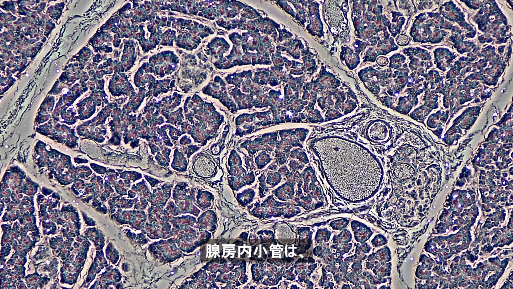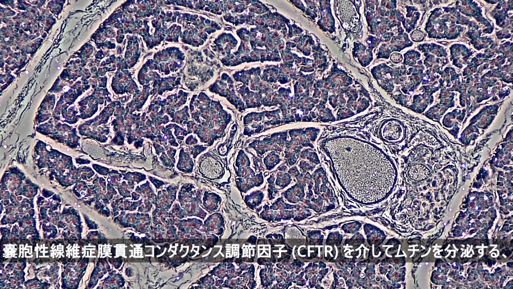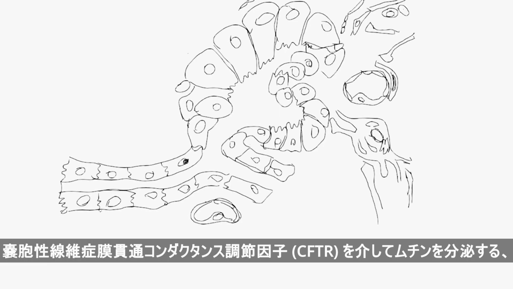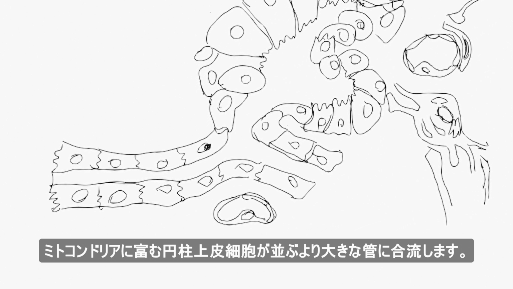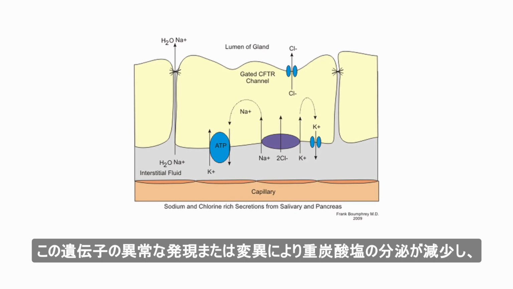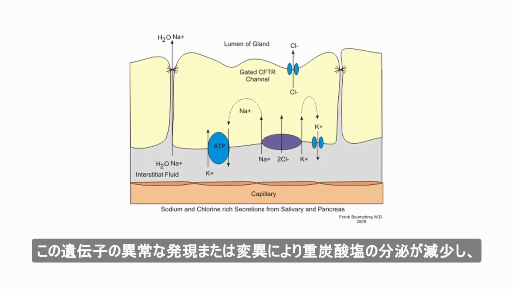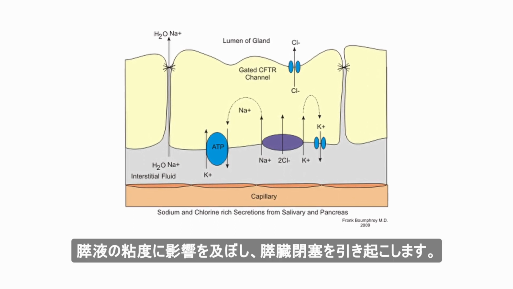Intra-acinar ductules merge into larger ductules lined by mitochondria-rich columnar epithelial cells that secrete mucin and bicarbonate via the cystic fibrosis transmembrane conductance regulator, or CFTR. Aberrant expression or mutations in this gene reduce bicarbonate secretion, affecting the viscosity of pancreatic fluid and resulting in obstruction.